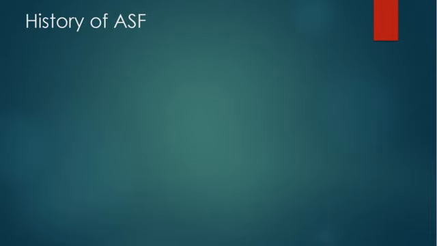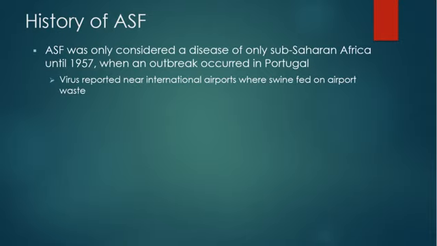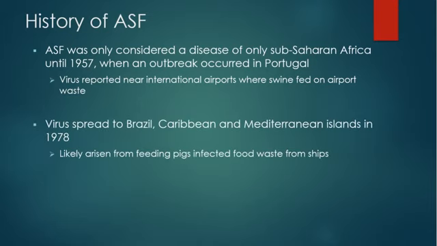So just a bit of history about African swine fever. For the longest time, it was always considered a disease of sub-Saharan Africa until 1957, when an outbreak occurred in Portugal. The virus was reported near international airports, but it was thought to spread because people were feeding swine airport waste that was mixed in with the food. And it wasn't until after, in 1978, that the virus actually spread towards Brazil, the Caribbean, and the Mediterranean islands. And again, this likely arose from feeding pigs infected food waste from ships.